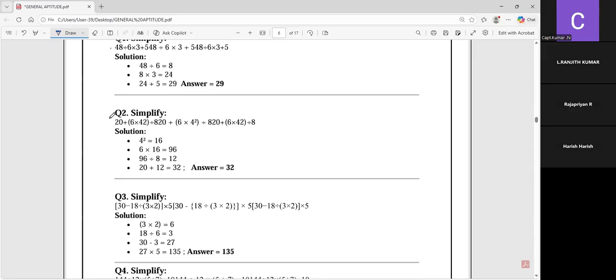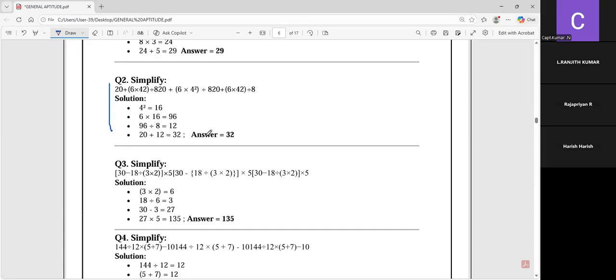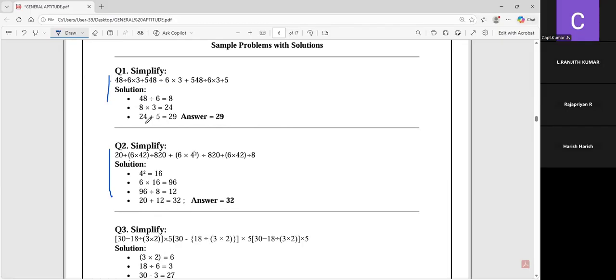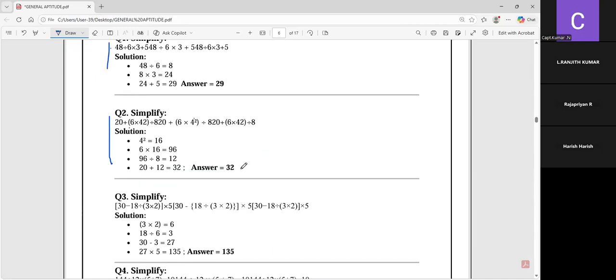See, the second method is where bracket and power will come. In the first one, there was no bracket. But the second problem is a little bit tough compared to the previous one. Bracket is present and power is also present. See, 4 square. First, we are going to finish the order, then bracket, then division, then multiplication, then addition and subtraction. The answer is this one.